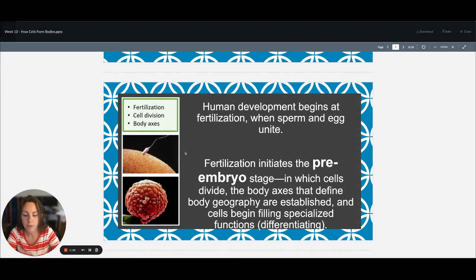So again, we're looking at the pre-embryonic stage. So we have fertilization where the sperm and the egg combine to form a single cell. This right here shows an example of cell division. So each of those little bumps would be a different cell. And then the only thing that starts to happen here is we have the body axes. So the different areas of the body are established. I don't mean something so specific as even limbs, organs, or anything like that, but just that pre-layout of what the body will look like.